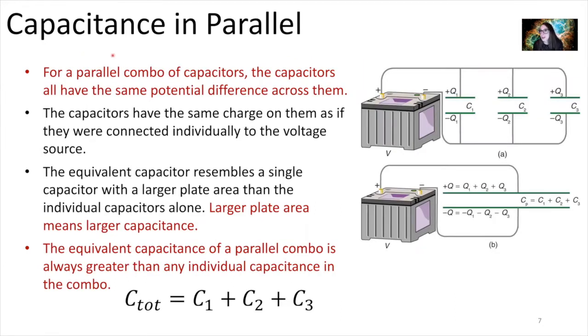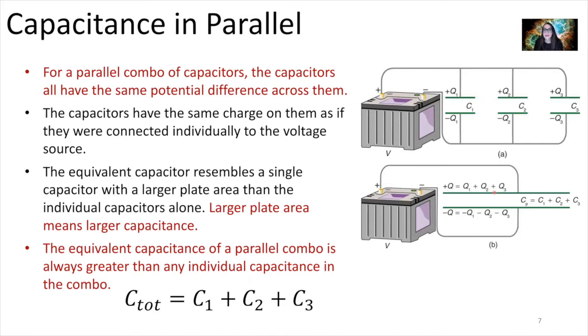For our capacitors in parallel, the capacitors all have the same potential difference across them. It's as if each individual capacitor were connected to the battery alone. And here's an example of our three capacitors in parallel. They are all supplied with the same potential that comes from the battery. So if our battery has a potential of 5 volts, they all have a potential of 5 volts across their plates.